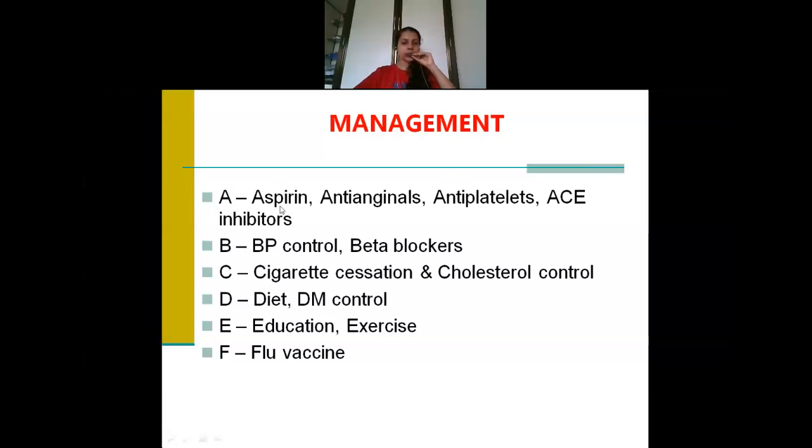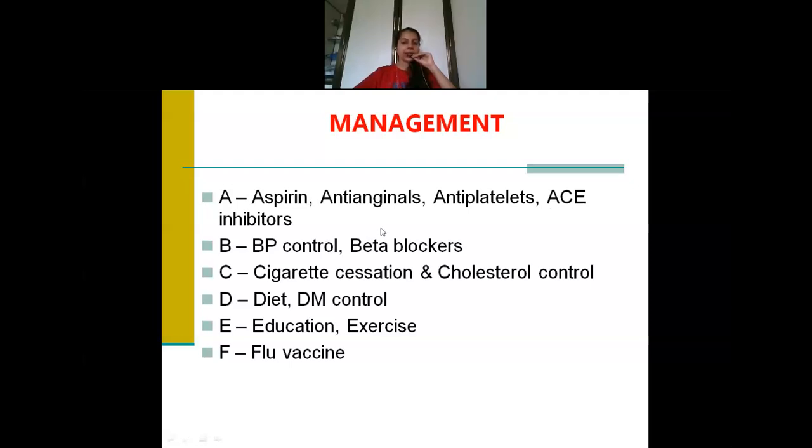This mnemonic you can remember easily. First of all, A. A stands for aspirin, the most common antiplatelet drug that is given. Then anti-anginals have to be given, commonly nitroglycerin. We have nitrates or vasodilators that reduce the anginal pain. A also refers to ACE inhibitors, that is antihypertensives like captopril and enalapril.